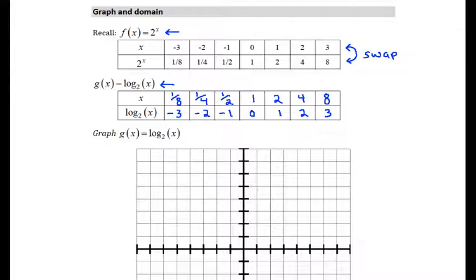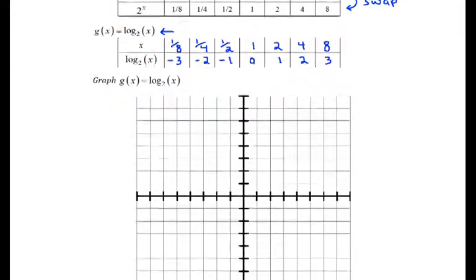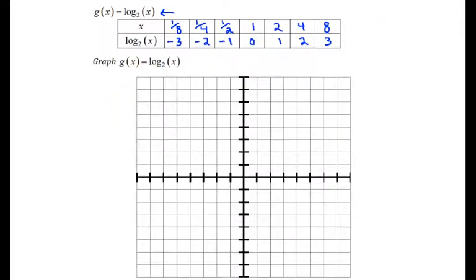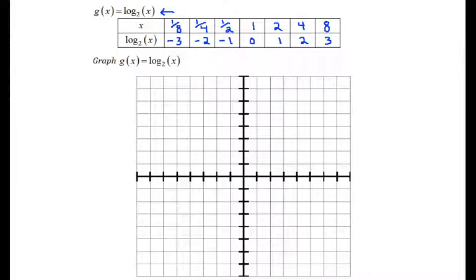I'm going to plot these points to see what the graph of the log function looks like. Starting with the easy points, I'll start with 0, 1 and go to the right from there. Here is 0, 1, and then 2, 1. Sorry, that is starting with 1, 0 is what I meant to say. Then going on to 2, 1, 4, 2, and 8, 3. I get this downward arc in the first quadrant.